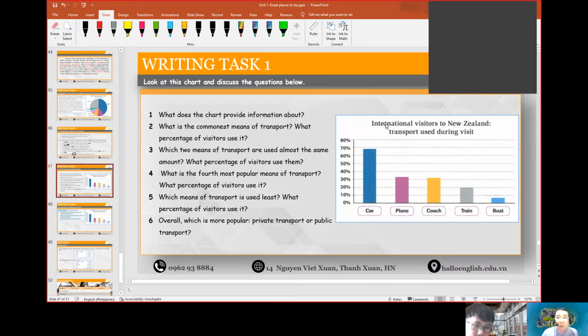A number of what? Of international visitors to New Zealand, and the transport used during their visit. So the transports are here, and then we will know how many percent used that kind of transport. In interpreting this particular bar graph, we can conclude that cars are the most used transport during their visit.